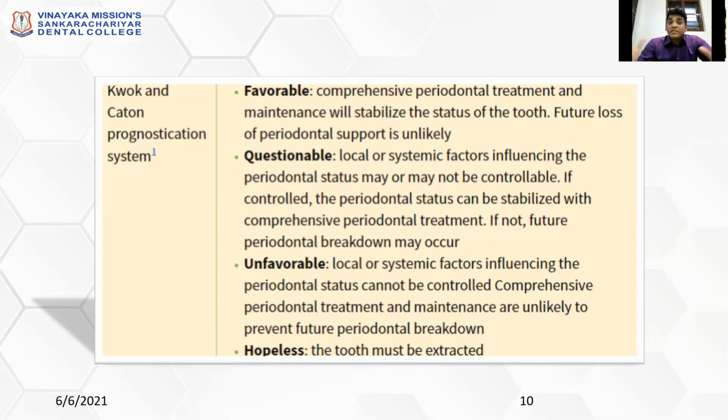The next one is questionable prognosis. That means there are generalized or systemic factors, such as the patient being an uncontrolled diabetic, or local factors, such as the tooth not being in the proper position, or furcation involvement.